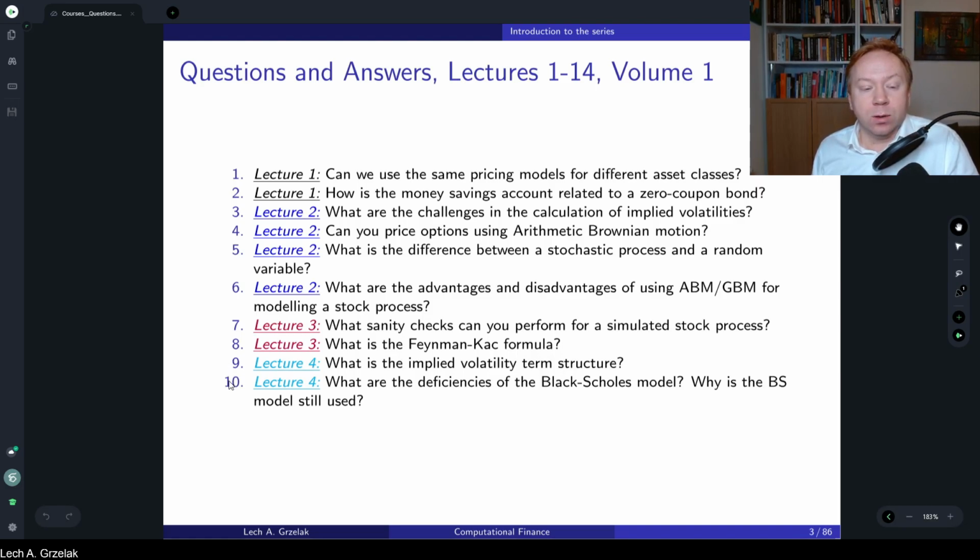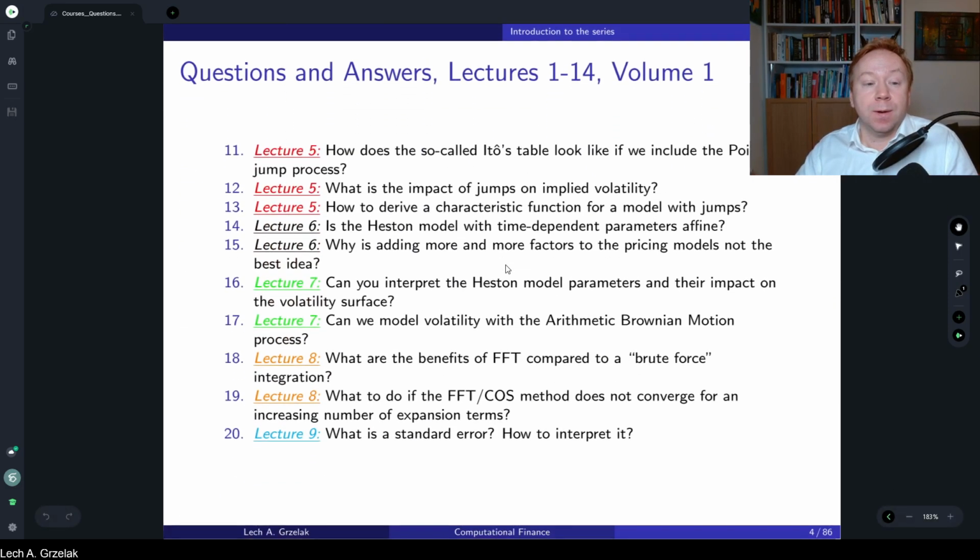Questions 9 and 10 are from lecture number 4. This is about the implied volatility term structure and deficiencies of the Black-Scholes model. It is related to the previous lectures: whether you understand the concept of the Black-Scholes model, what the limitations are, and how you could potentially solve those limitations and expand the model.